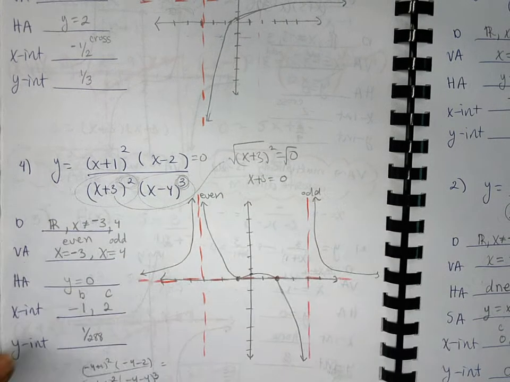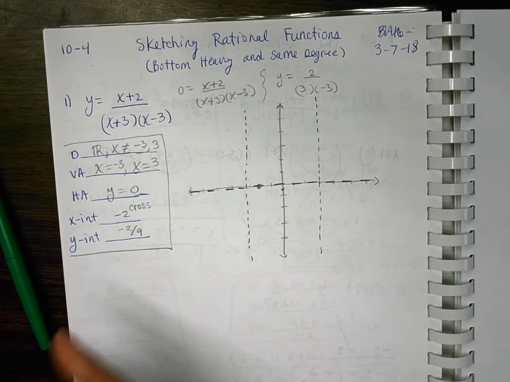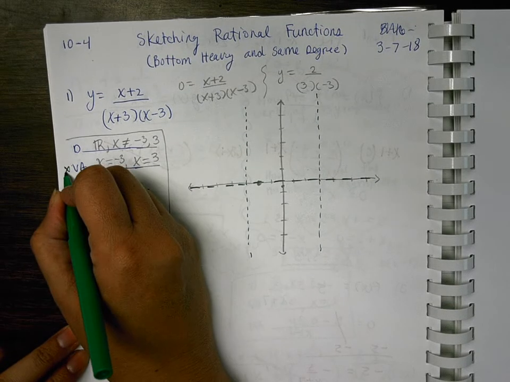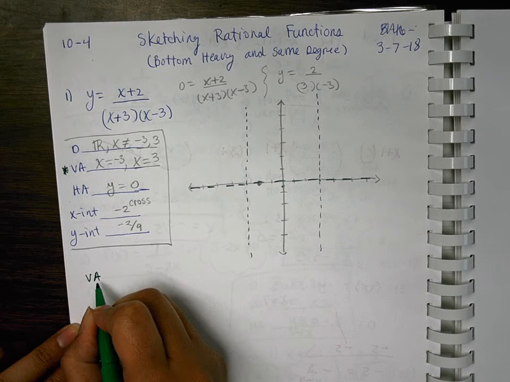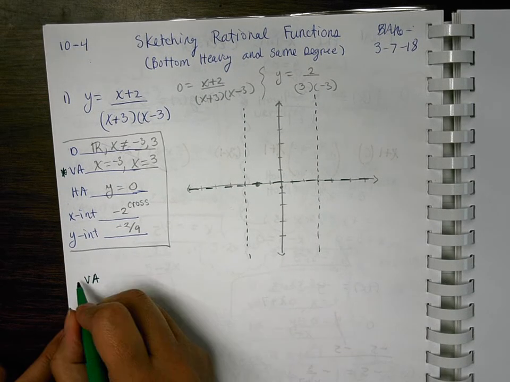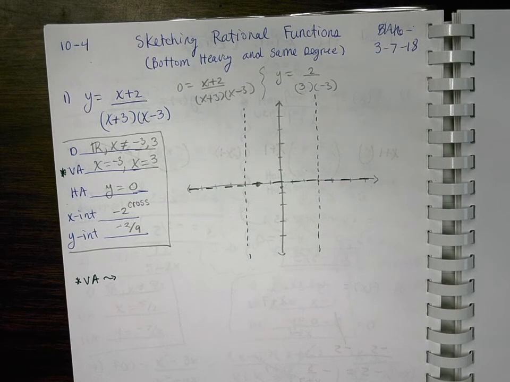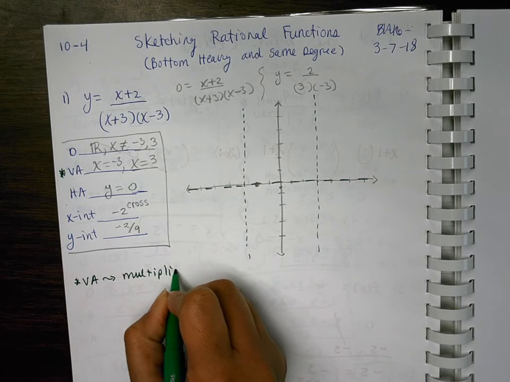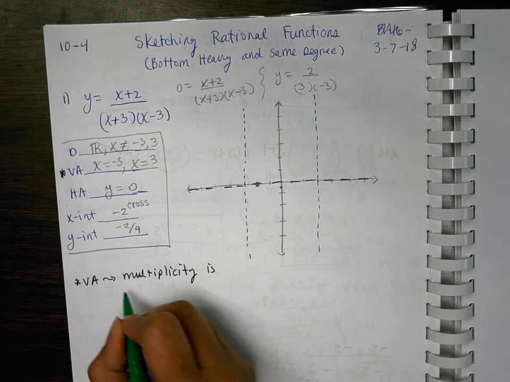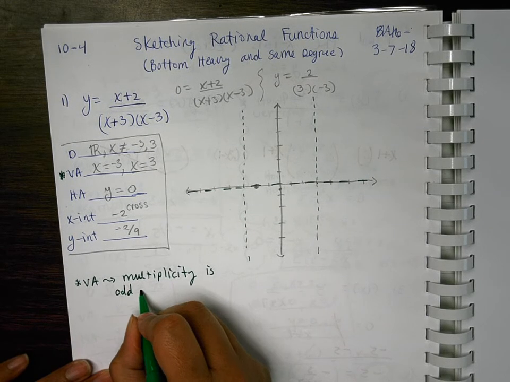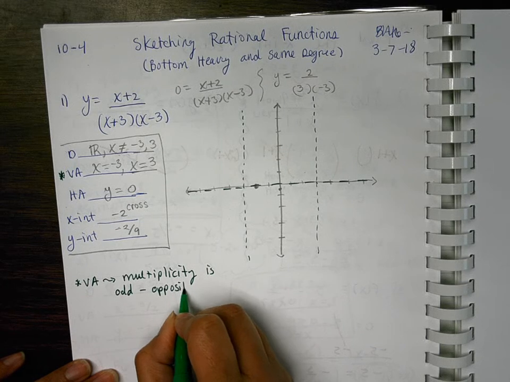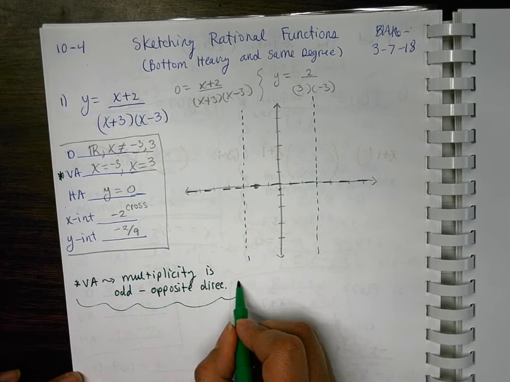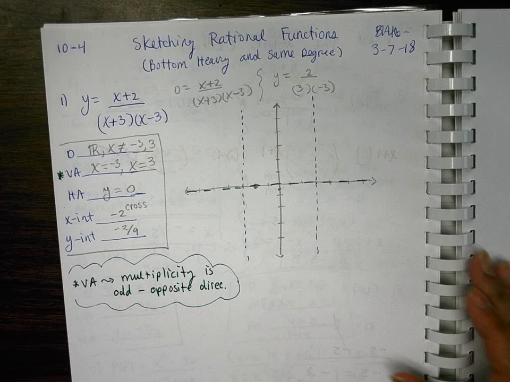Yeah. All right. With that being said, we're going to talk about how to figure out whether they're going in opposite direction or same direction. All right. So this is for your vertical asymptotes, obviously, because that's what we were just looking at. For your vertical asymptote, if the multiplicity is odd, opposite directions. All right, I'm going to just write that down for now, and I'll explain a little more. We at least know what opposite direction means.